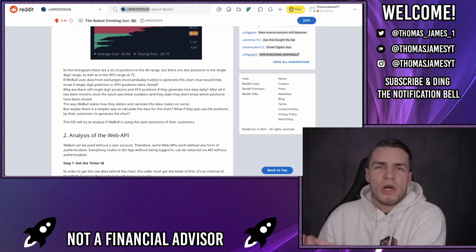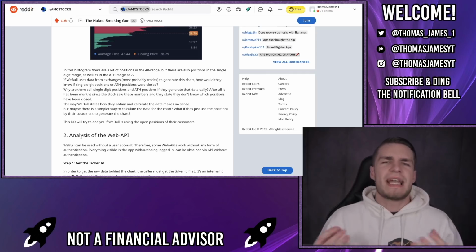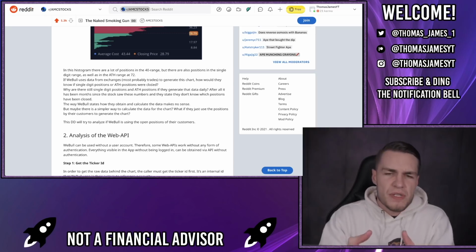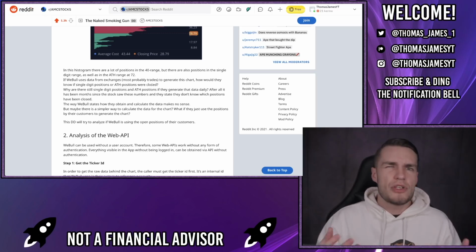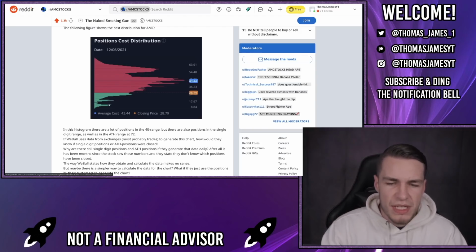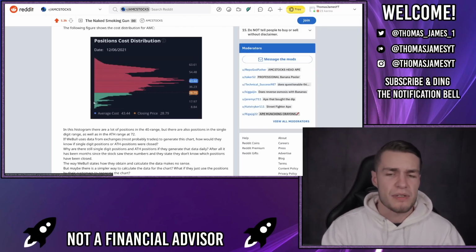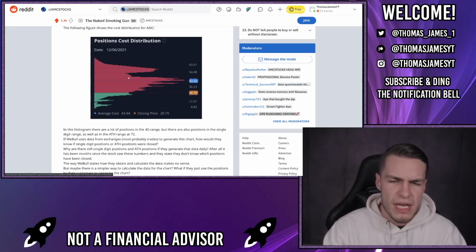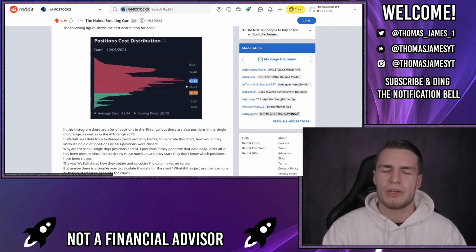Basically, if they don't know which positions are being closed, then how do they match the open orders and the closed orders and remove positions from the histogram and add new positions? Basically, how does Webull figure out which positions to close? How does Webull know that these shares haven't been sold and the position closed? Yet they seem to have a very accurate histogram.